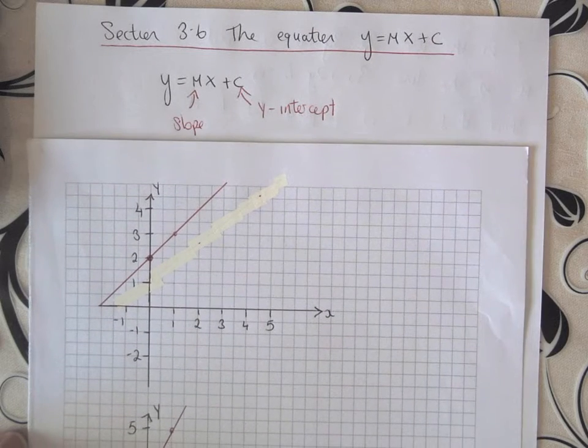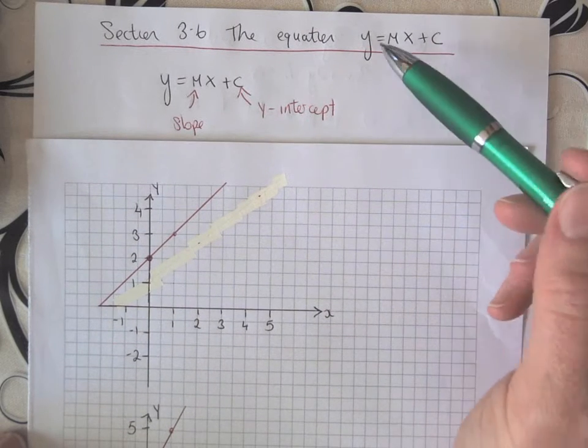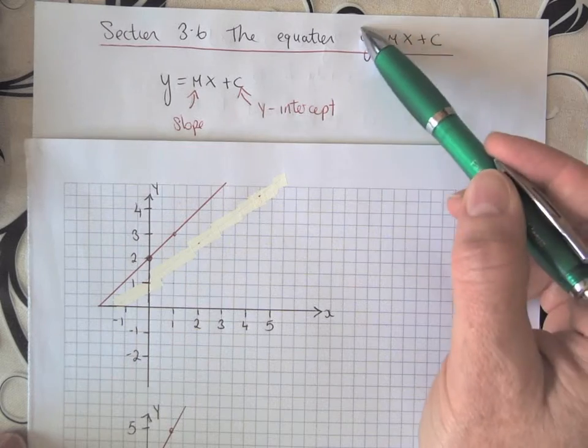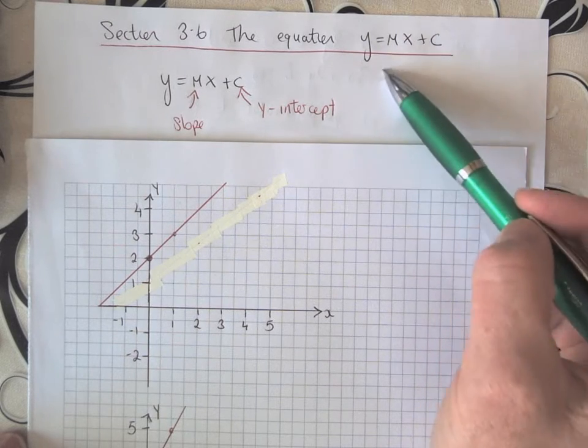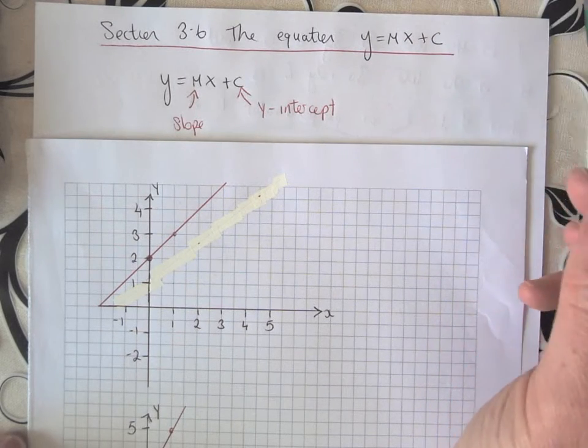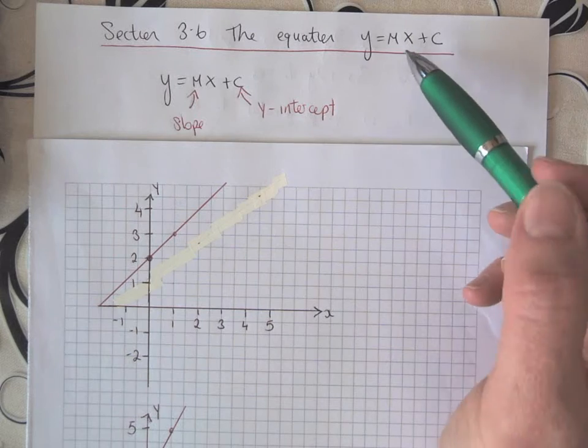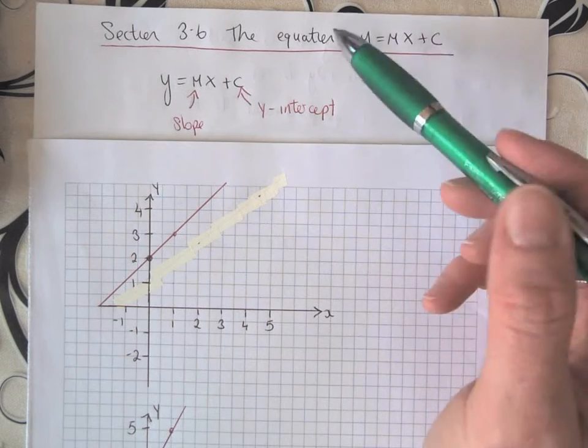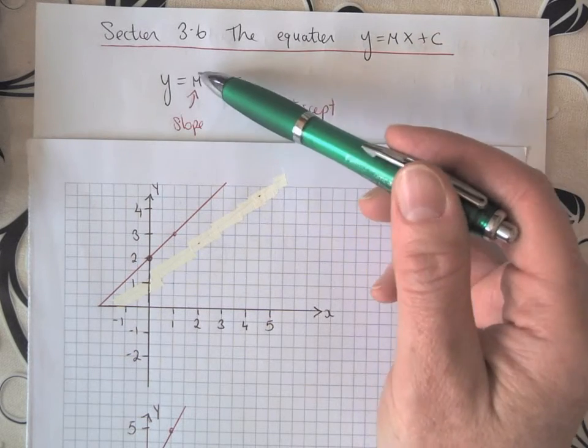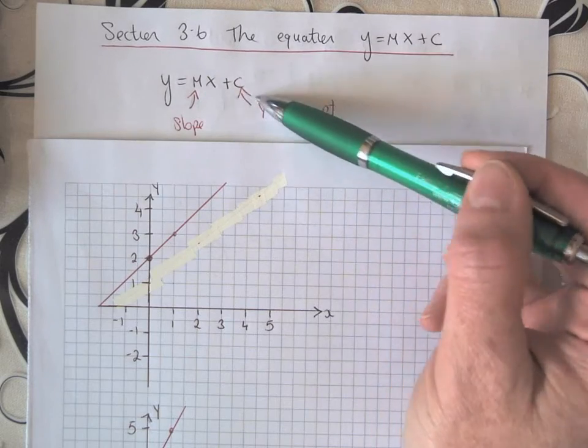Okay, so today we're going to look at section 3.6, the equation of a line. There are two forms of the equation of a line. There's y minus y1 equals m into x minus x1, which we were looking at for the last 2 days. And then there's this, which is y equals mx plus c. When we have this form, m represents our slope and c represents our y-intercept.